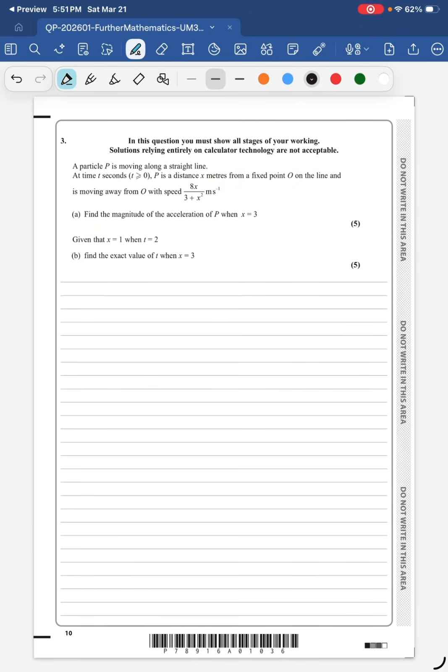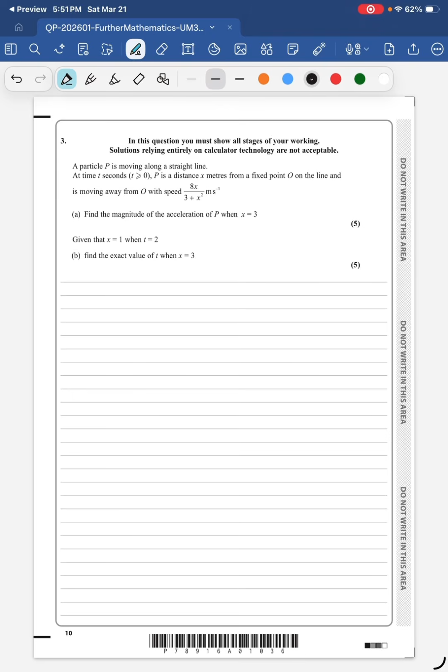Question 3. In this question, you must show all stages of your working. Solutions relying entirely on calculator technology are not acceptable. I suspect that they mean that you have to perform the integrations. Show your work, because if you do it on a calculator, they punish you, I guess, or they don't give you the full marks.